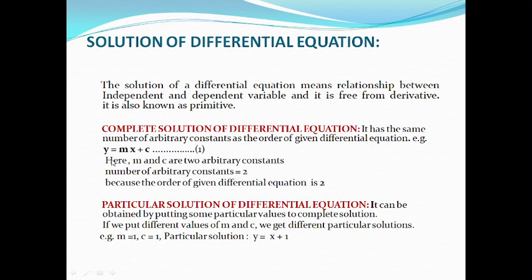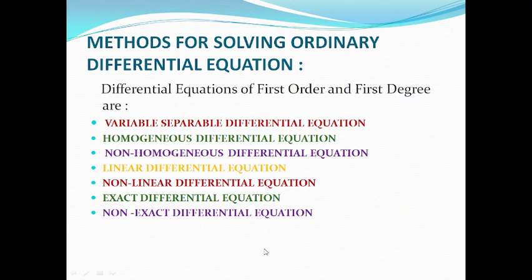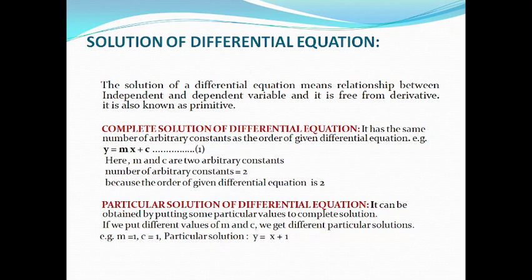For example, y equal to mx plus c. Here m and c are two arbitrary constants. So the number of arbitrary constants is equal to 2, because the order of the given differential equation is 2. In the same way, for a particular solution, when we substitute some particular values into the complete solution, we get the particular solution. For example, if we put m equal to 1 and c equal to 1 in this equation y equal to mx plus c, we get the particular solution y equal to x plus 1.